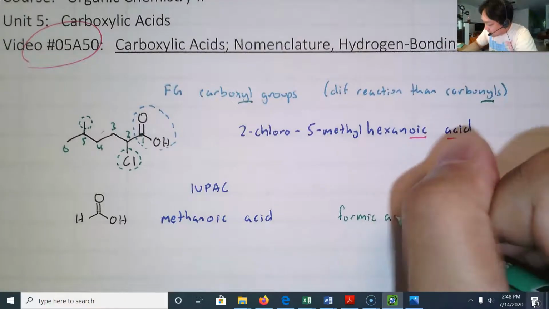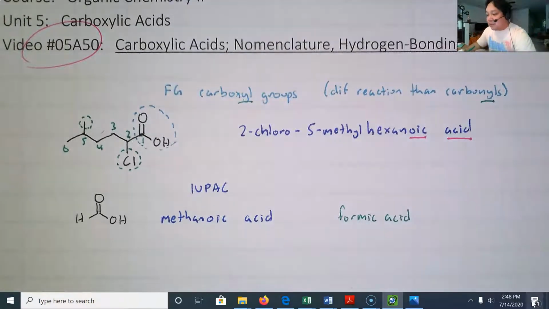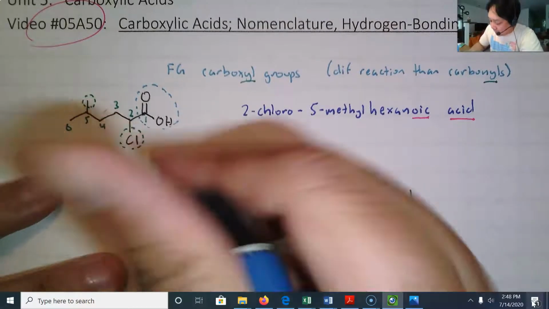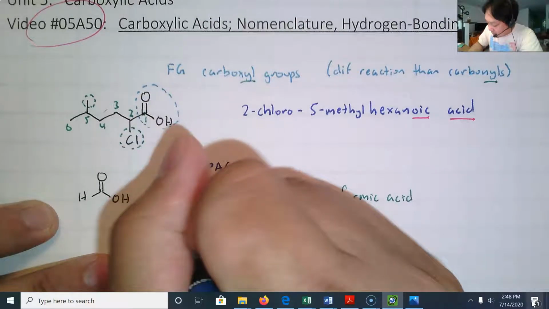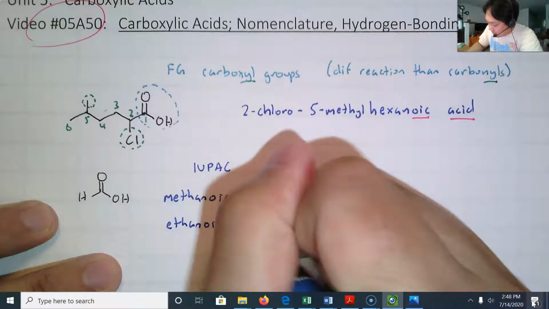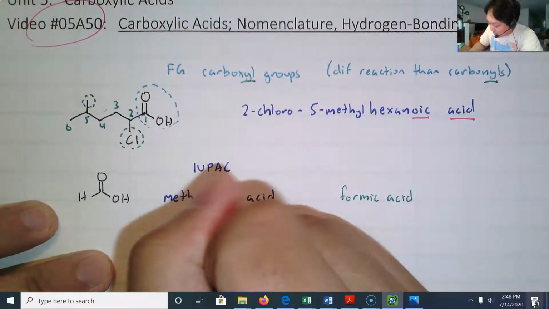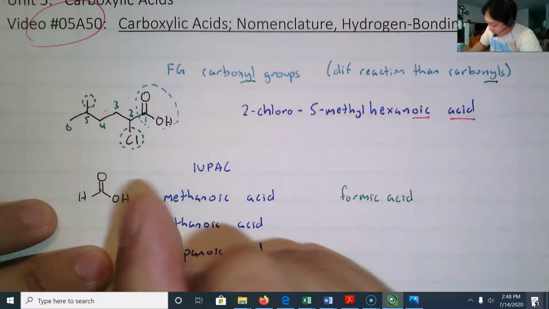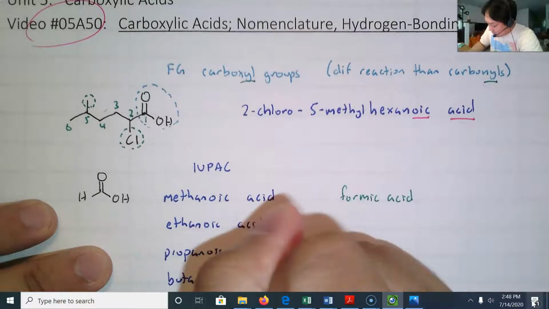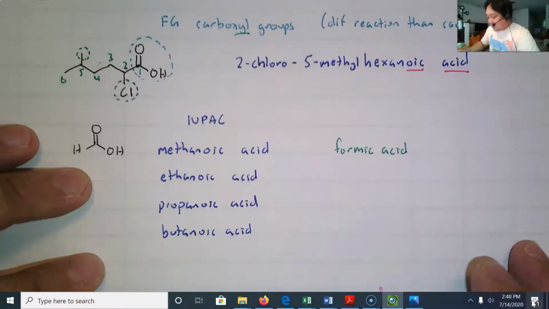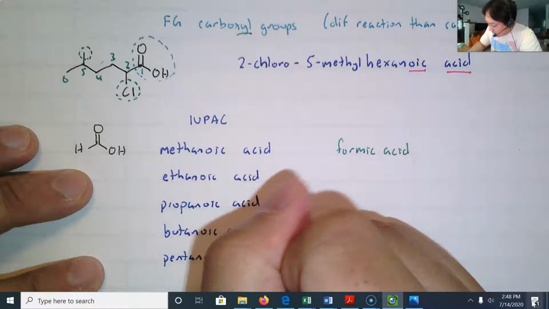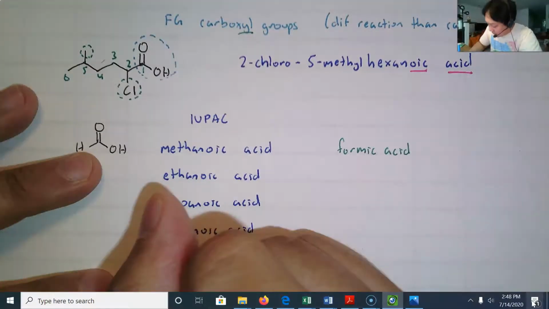I typically ask my class to memorize all the common names for the first 6 carboxylic acids, all the way up to hexanoic acid. And I'm just going to go ahead and write that out for us. Methanoic acid, ethanoic acid, propanoic acid, butanoic acid, pentanoic acid, and hexanoic acid.